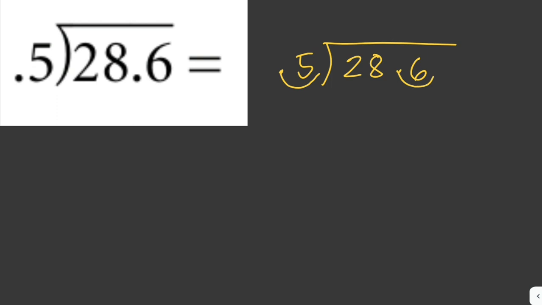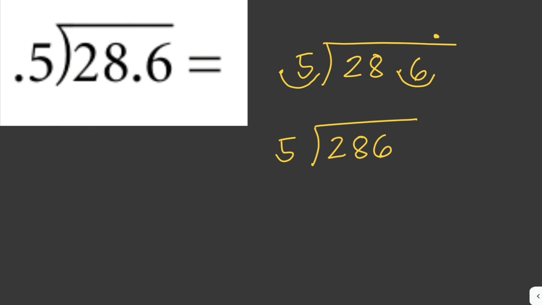Okay, 28.6 divided by 0.5. Okay, so we have 1 decimal place here, so we just move it here, and then we move 1 decimal place here too, and then we put the decimal point straight up to our answer. Then we can now divide the new numbers. So this is just 286 divided by 5.